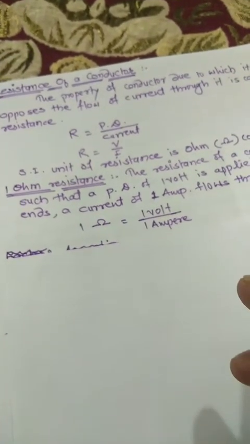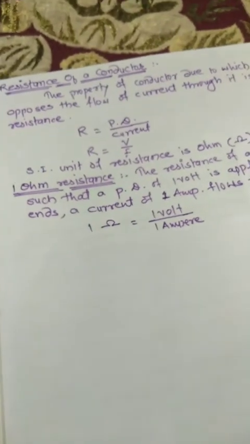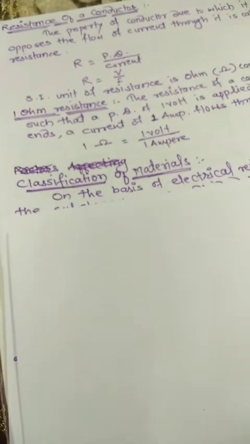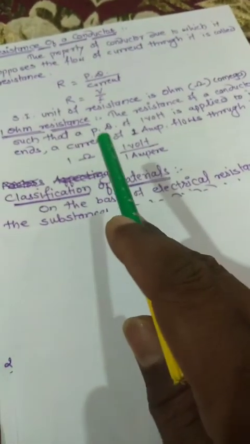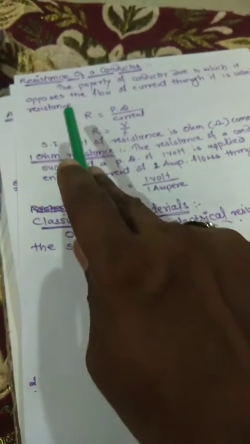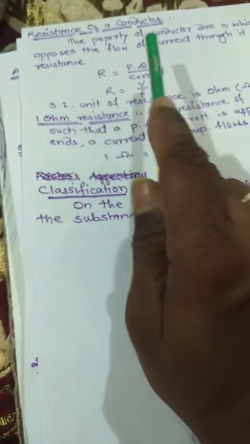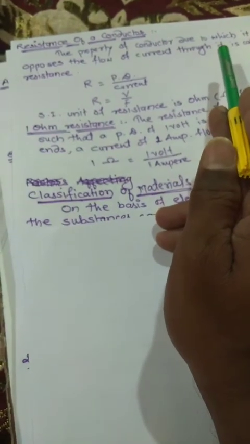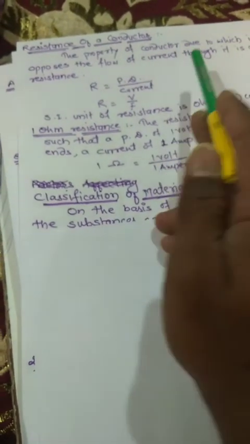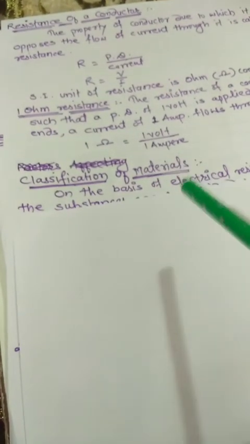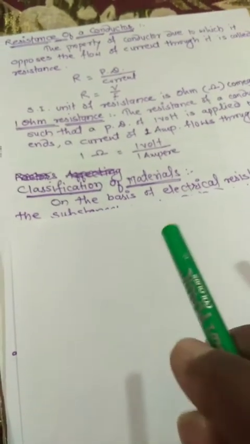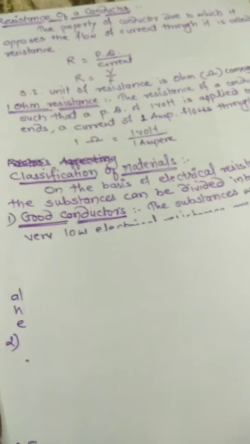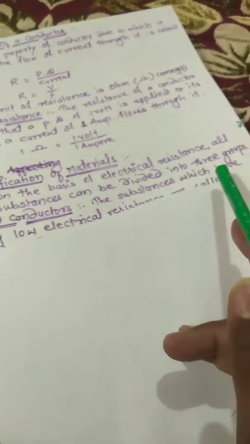Clear, students? Now we will go to the next topic, that is classification of materials according to electrical resistance. Just now we studied resistance: the property of a conductor to oppose the flow of current. According to the electrical resistance of a material, materials are classified into three classes. Which are the three classes?